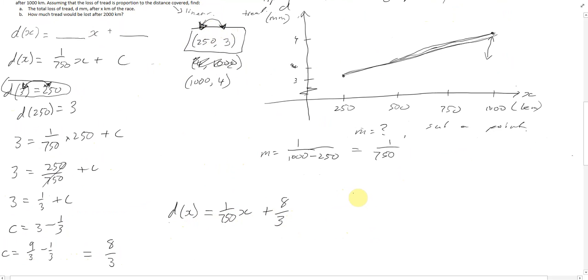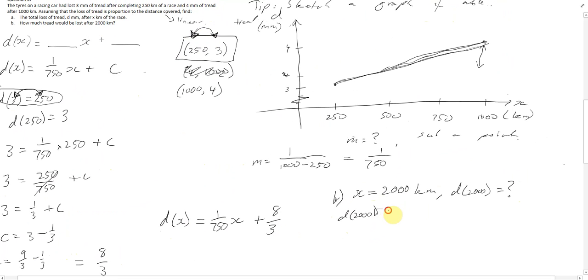Okie dokie. Next up, part b. We're asked how much tread would be lost after 2,000 kilometres. So here, x is distance, so that is 2,000 kilometres. And we're asked how much tread will be lost. What is d of 2,000? We need to find that out. So we'll use our equation. d of 2,000 equals 1 over 750 times 2,000 plus 8 thirds.